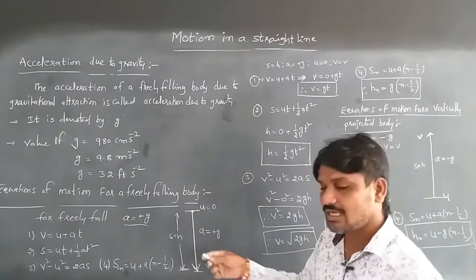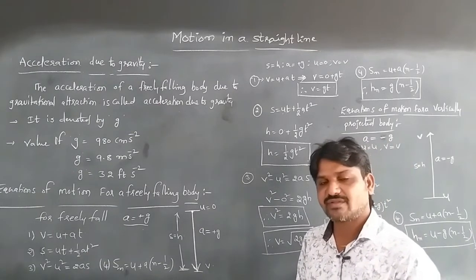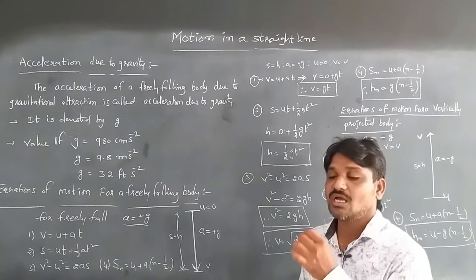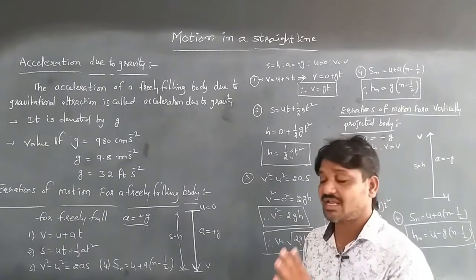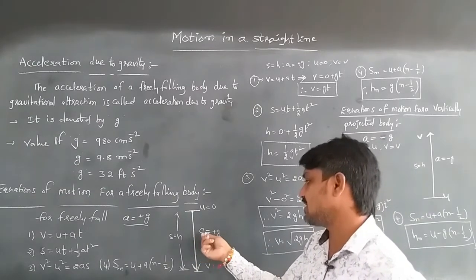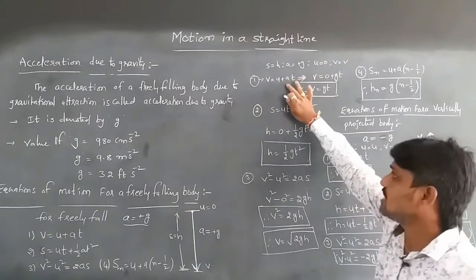Here, in a straight line, displacement and distance are both the same, because there is no change between the displacement and distance when the body is moving along a straight line in the same direction. Then a is equal to plus g, since it is moving under the gravitational effect. We substitute these values in the equations of motion.